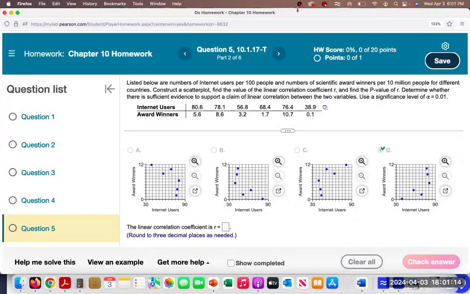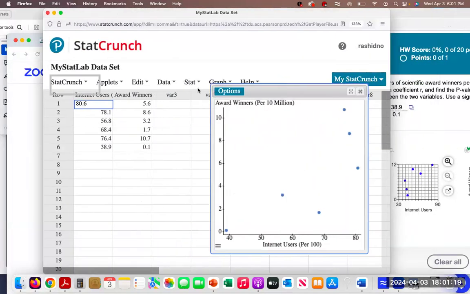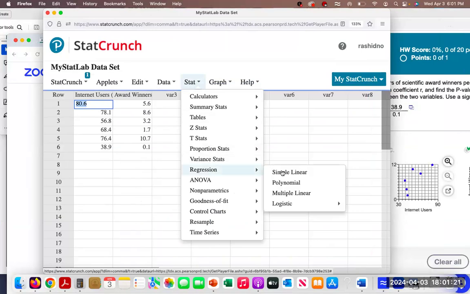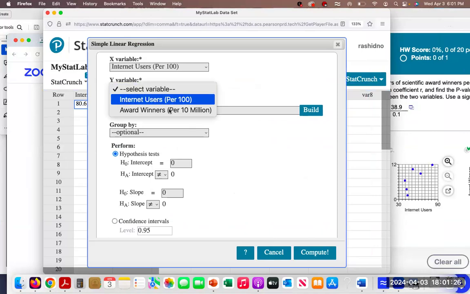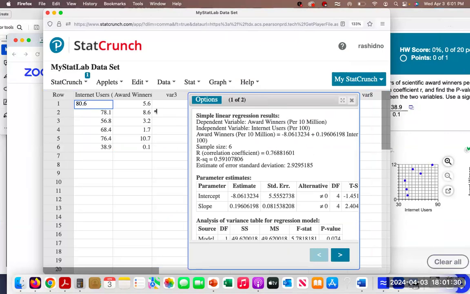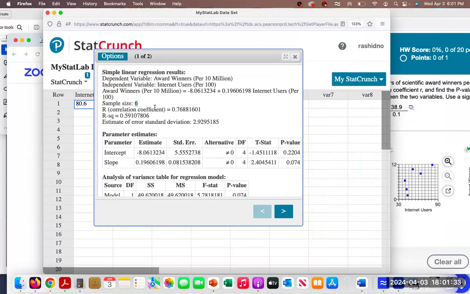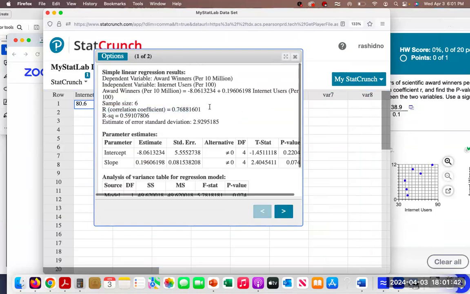Next, we want to find the linear correlation coefficient, so we're going to go back to StatCrunch, go on Stat, Regression, Simple Linear. X variable are the internet users, Y variable are the award winners, and from there we can find our correlation coefficient. And here's the graph and the regression line. So the correlation coefficient rounded to 3 decimal places is going to be 0.769.